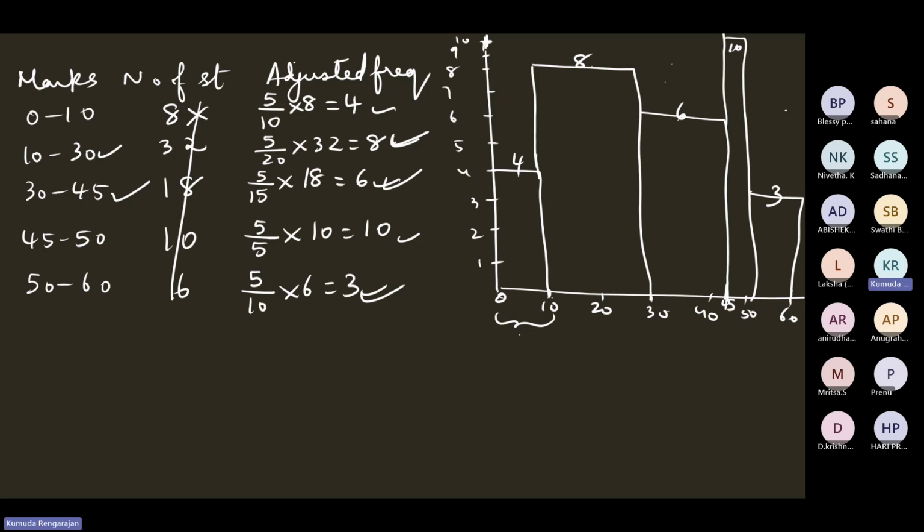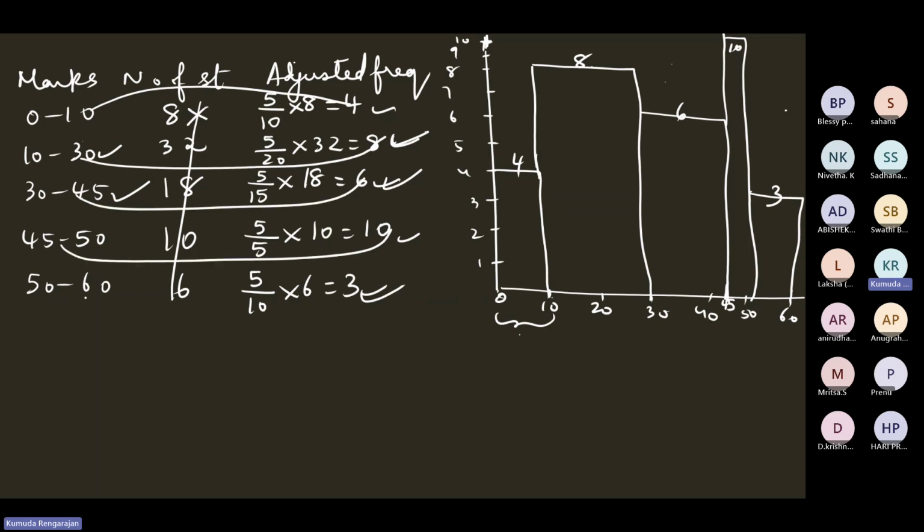That's all. So now, how do we read? For 0 to 10, the height is 4. For 10 to 30, the height is 8. For 30 to 45, the height is 6. For 45 to 50, the height is 10. And 50 to 60, the height is 3. The rectangle will start at the lower limit, go as high as the frequency, and land at the upper limit. See, 10 to 30 means 10 is here, the lower limit, and the upper limit is here. 10 to 30, the height is 8.